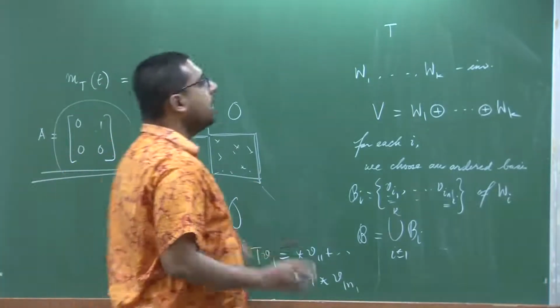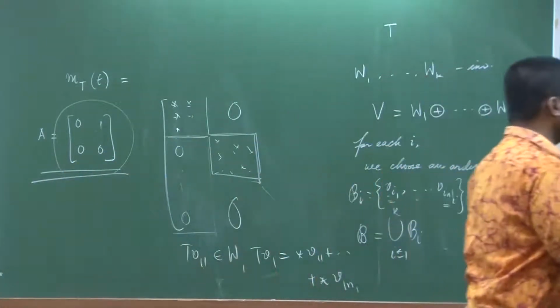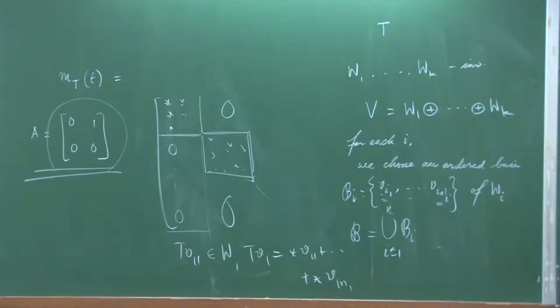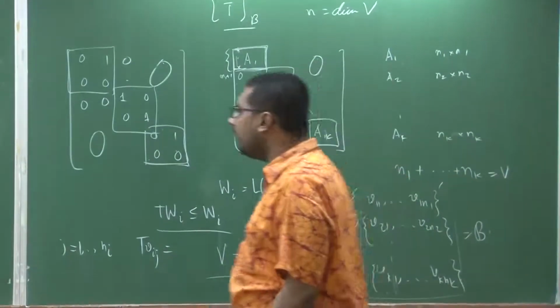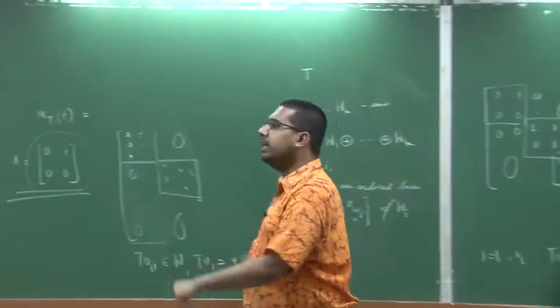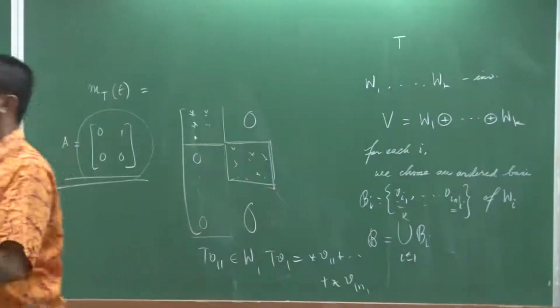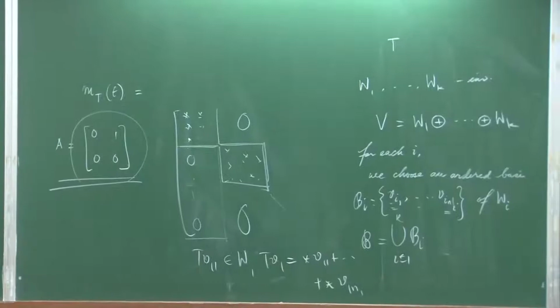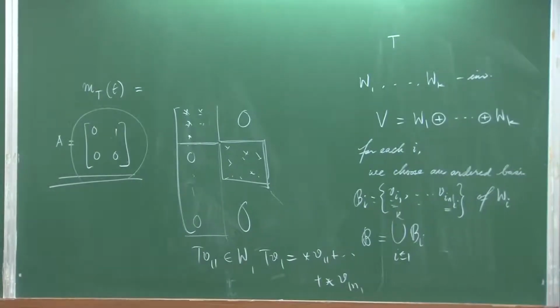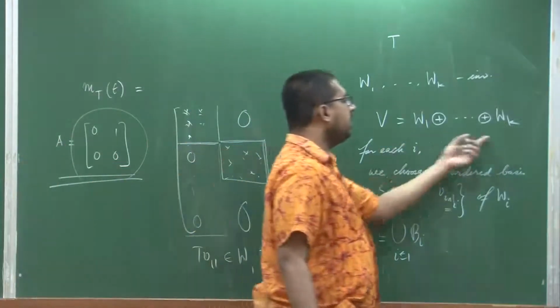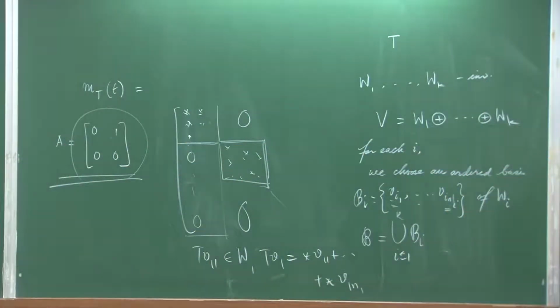So, in view of this and this, we are now convinced that bringing the matrix of a linear transformation into the block diagonal form is equivalent to decomposing the whole vector space V into T invariant subspaces. Try to remember earlier when T was diagonalizable.